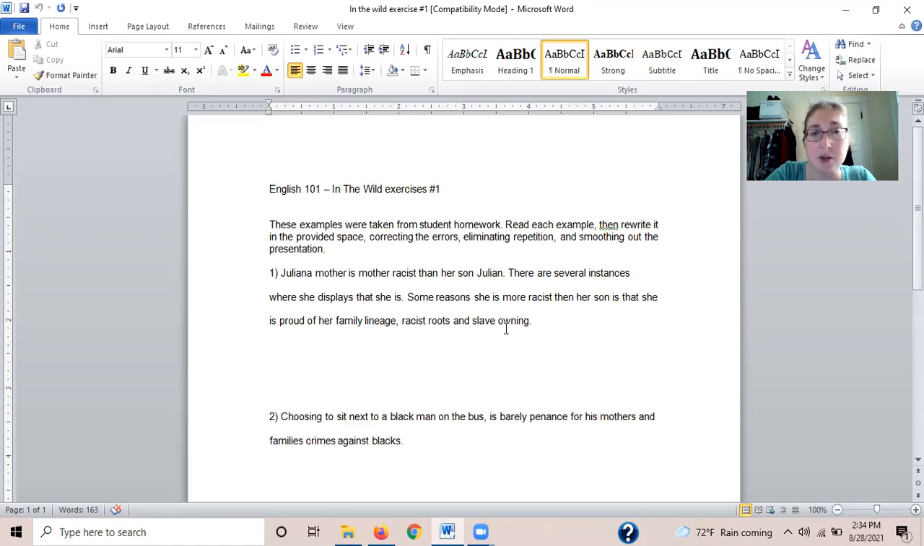There are several instances where she displays that she is. Some reason she is more racist than her son is that she is proud of her family lineage, racist roots, and slave owning. So we have a very problematic first example. So I'm going to start going through it. Now, the first things that we should do is just, let's just get our low hanging fruit first.